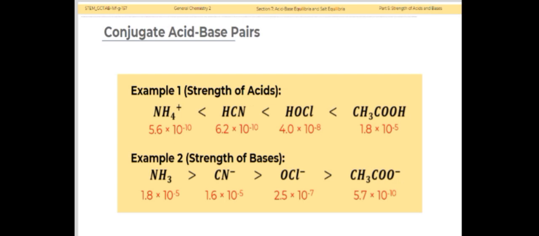Let us combine the answers in examples 1 and 2. The bases in example 2 are conjugate bases of the acids in example 1. Note that the weakest acid in example 1 and the strongest base in example 2 are conjugate pairs. So are the strongest acid in example 1 and the weakest base in example 2.